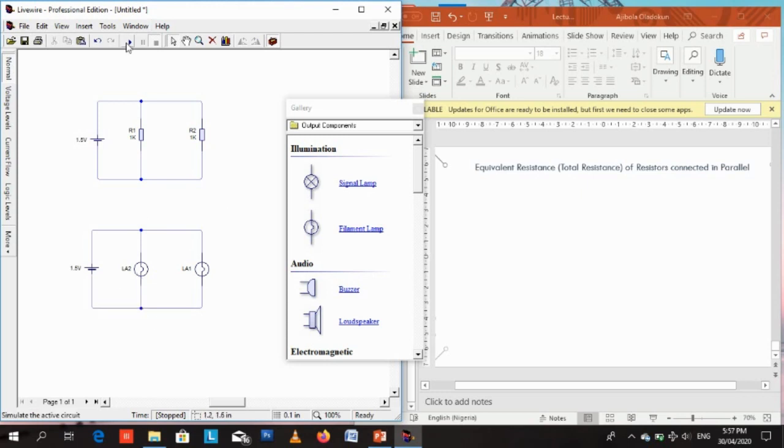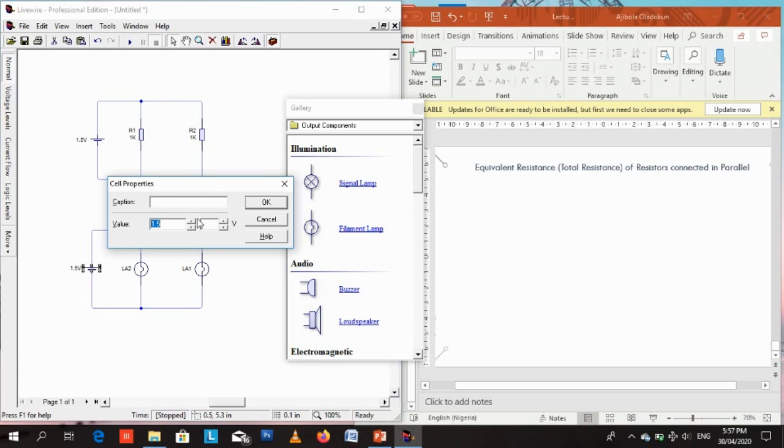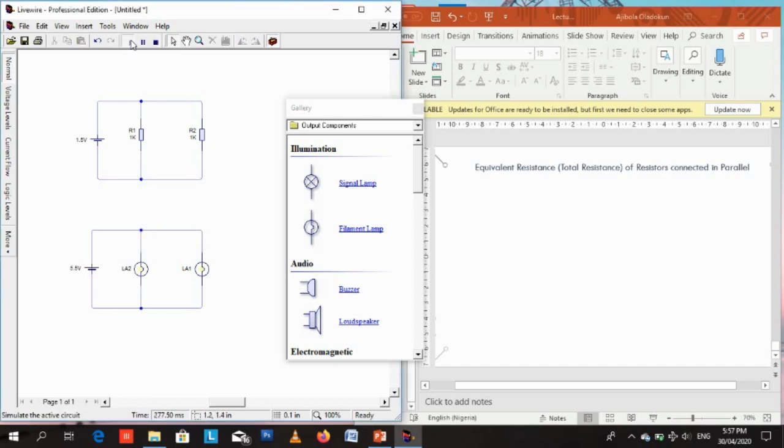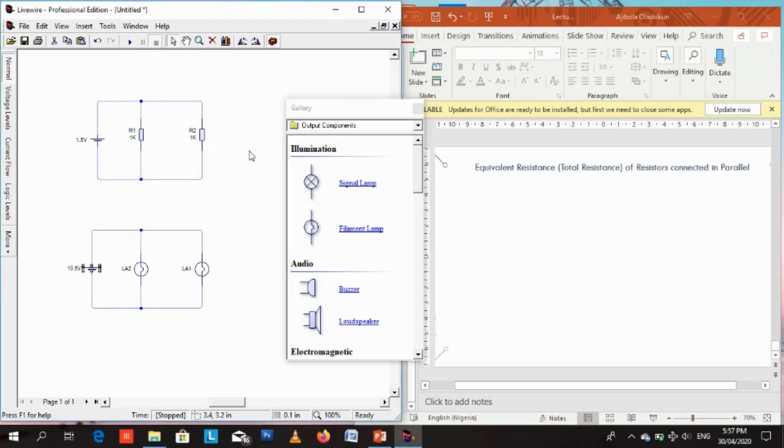So let's simulate, and we see here that none of the bulbs came on because the voltage is way too low. If we double click or right click, you can change the properties. We can increase the voltage. Let's try 5.5 volts. Simulate. You can see here, I don't know if you can see, it got slightly brighter. There's a little yellow coloration there. Oh, okay, not kilovolts, too high. Let's try 10.5 volts. Let's simulate. Okay, it comes on. It's not as bright as I want it to be.